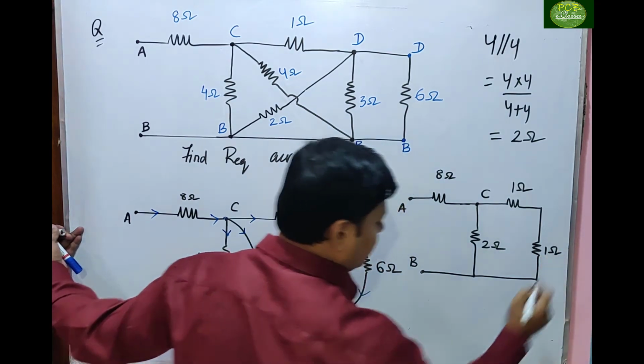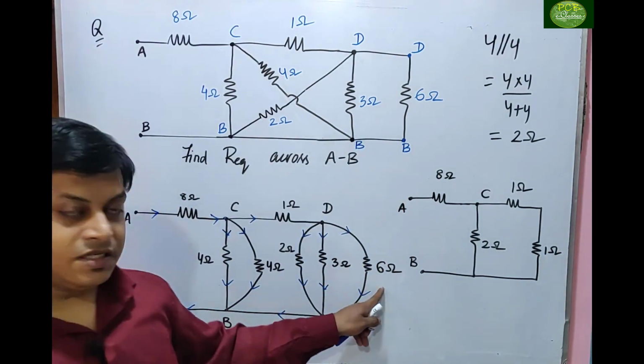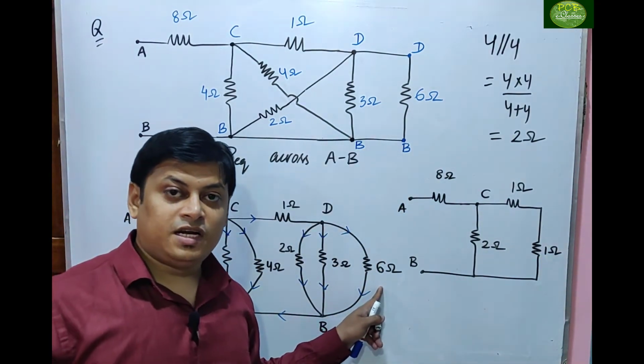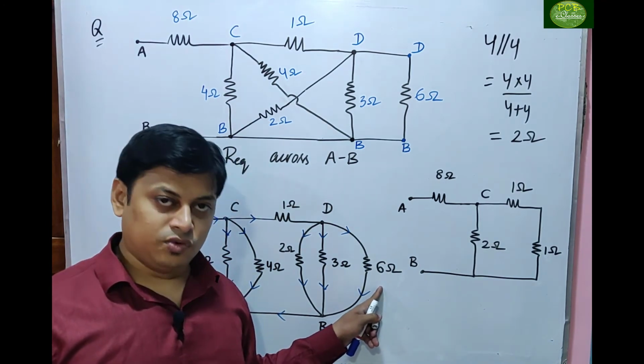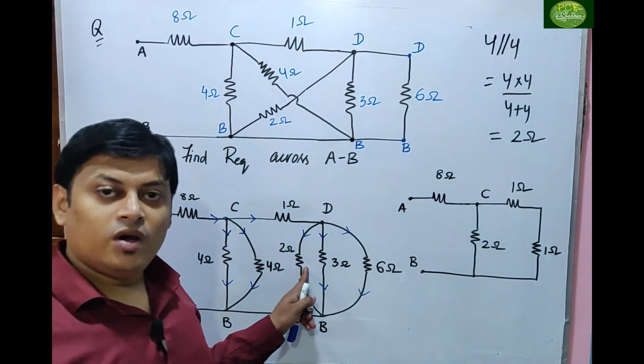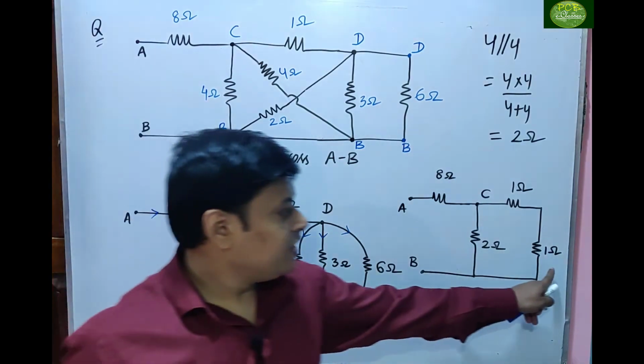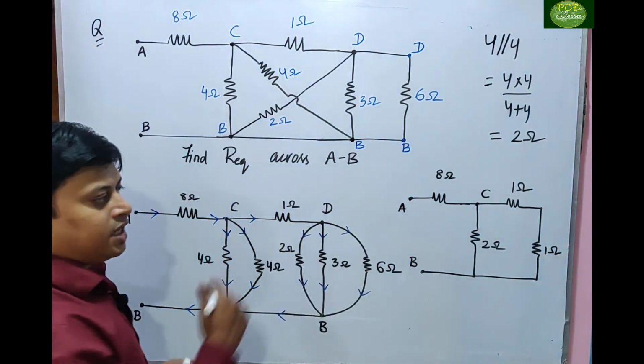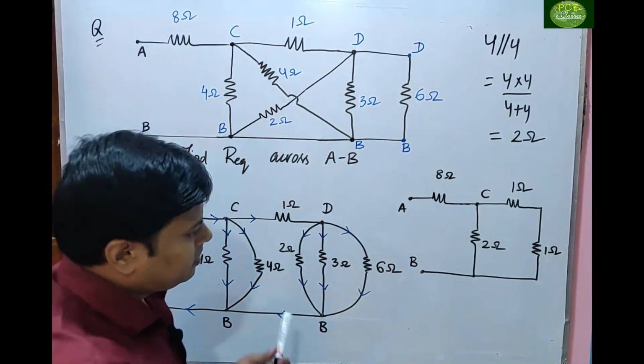Sorry, 1 ohm we have got it. 3 parallel 6: 3 into 6 divided by 6 plus 3, we will be getting 2 ohm. 2 ohm parallel 2 ohm, 1 ohm. So 1 ohm we will be getting. This will be my equivalent circuit diagram.